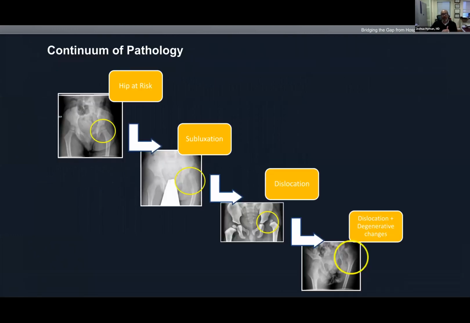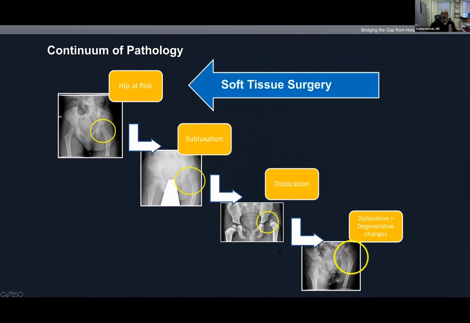Hip problems in children with CP follow this continuum from having essentially a normal hip, or what we might call a hip at risk in a child with significant spasticity, to subluxation, where the femoral head is just beginning to come out of the joint, to frank dislocation, and then dislocation with significant degenerative changes. Depending upon where the hip is in this continuum, our interventions will change.